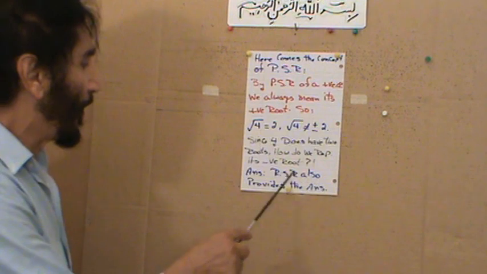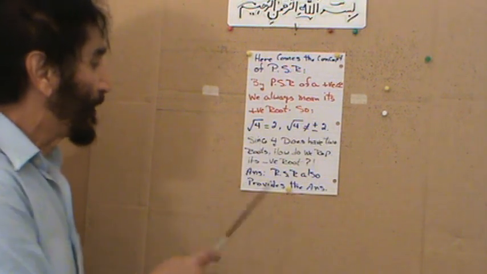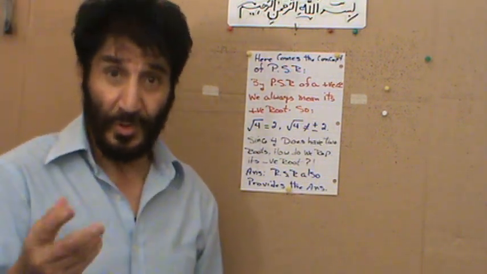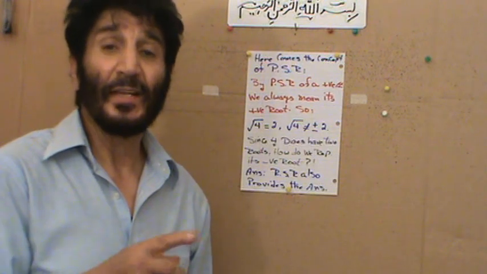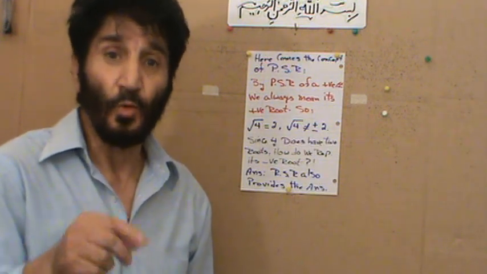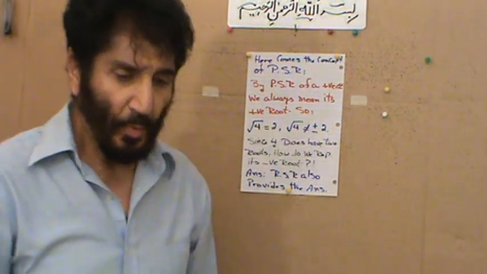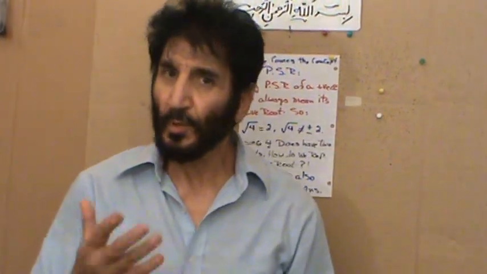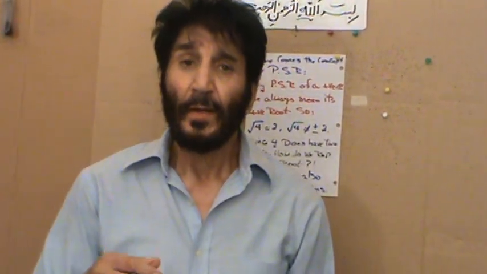I have written it for you, since 4 has two roots in reality. So when we write a square root of 4, we mean 2. Then this brings about a good question, a curious question.